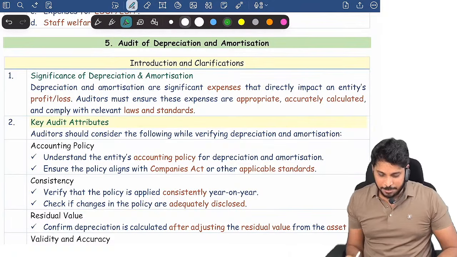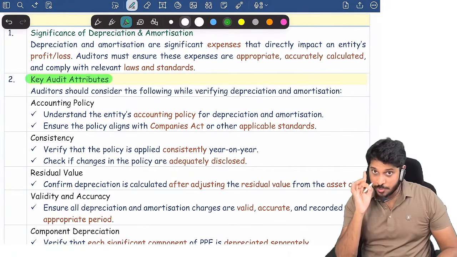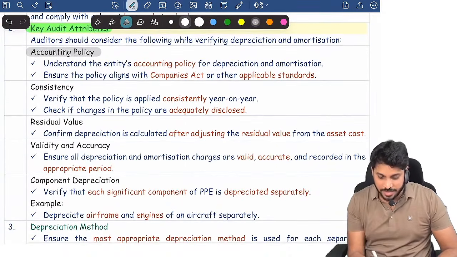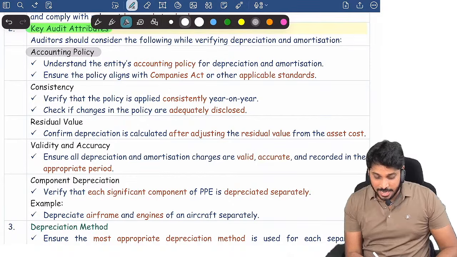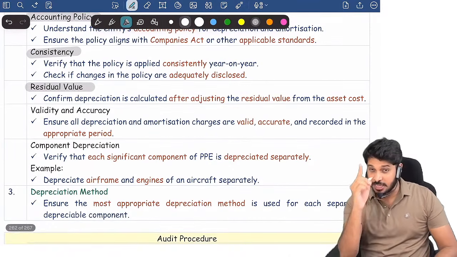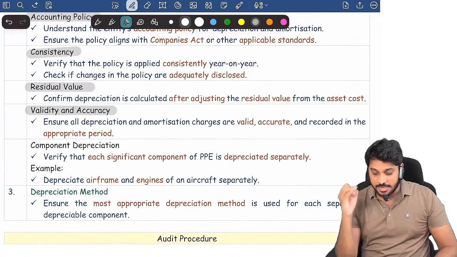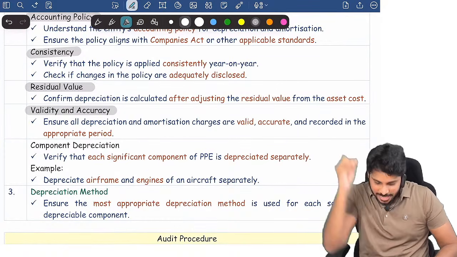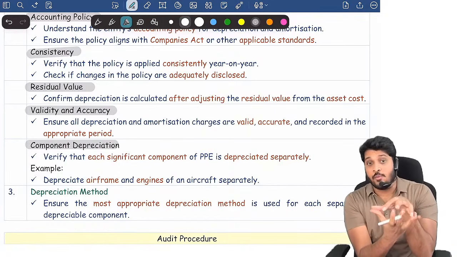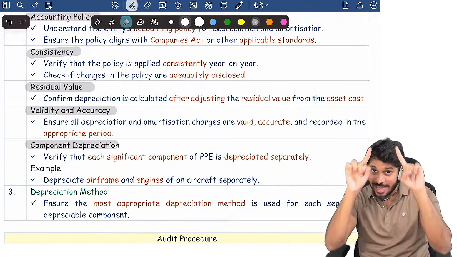Now, depreciation. Key attributes we need to verify. What are the key attributes that we need to verify in depreciation? First we need to verify accounting policy. Then we need to verify whether the same accounting policy continued. Then whether residual value is considered or not. Then that the depreciation calculation is accurate. Then if there is a component in PPE, whether depreciation is correctly calculated on that component or not. So these are the attributes.